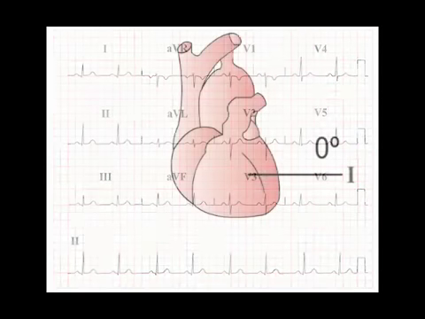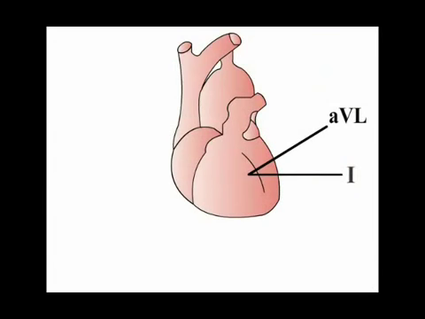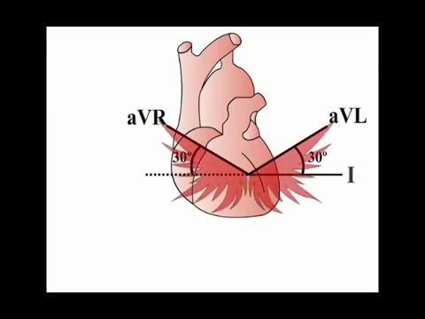AVL looks at the heart from the left. L is for left, but at 30 degrees anti-clockwise, or more to the left if you like, from lead 1. AVR looks at the right side of the heart, R is for right, and just like AVL, it is 30 degrees above the horizontal relative to lead 1. As AVL and AVR are set at 30 degrees off the horizontal plane, you can think of them as the left and right wings of the ECG.